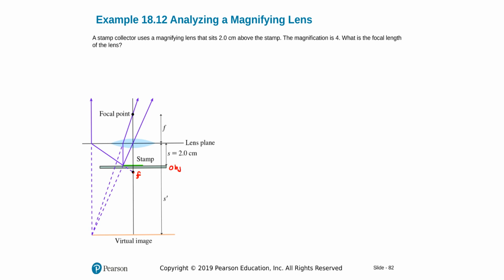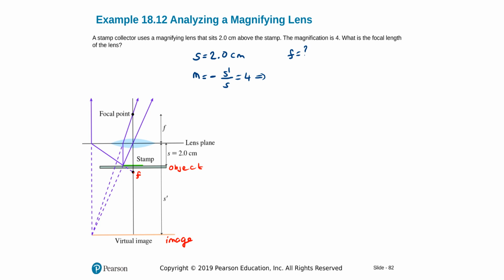This is our object here, right? And this is our image, larger than the object, so we will have some magnification. So what I know here is S, the object's distance. So let's put it here: 2.0 centimeters. The magnification is 4. Now magnification positive 4 tells me S prime should be negative, and I can solve for S prime knowing S and the magnification. So alright, what is the focal length? That's what the question is asking me.